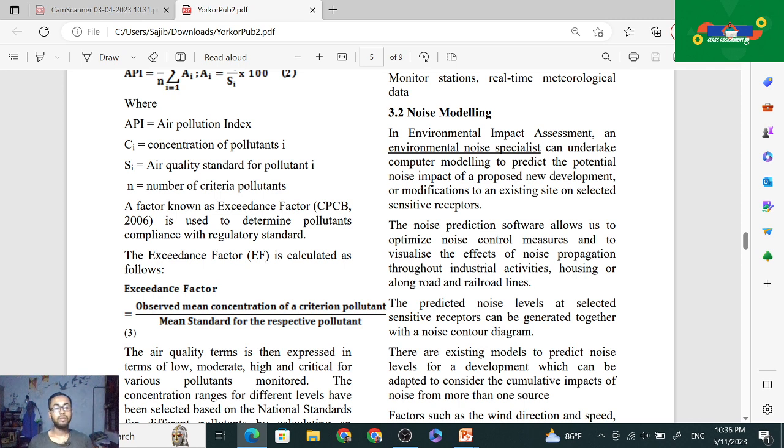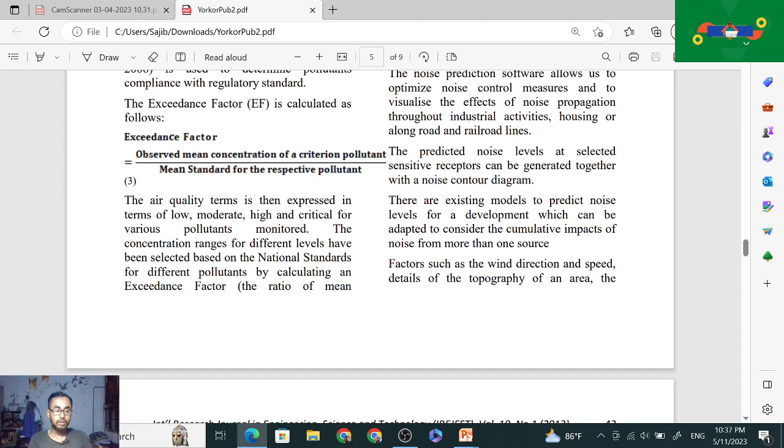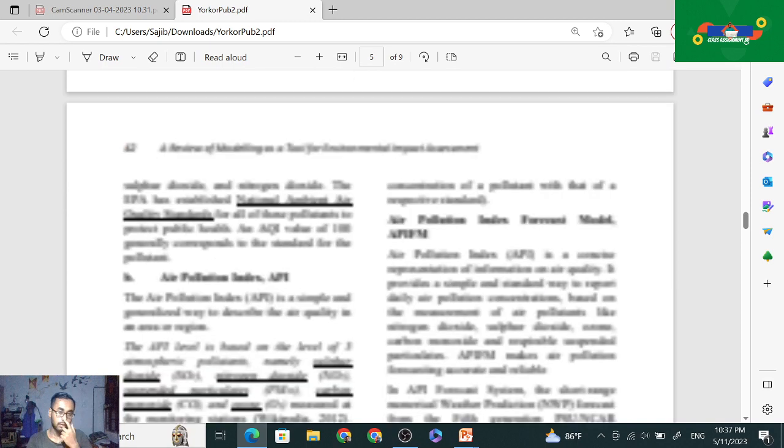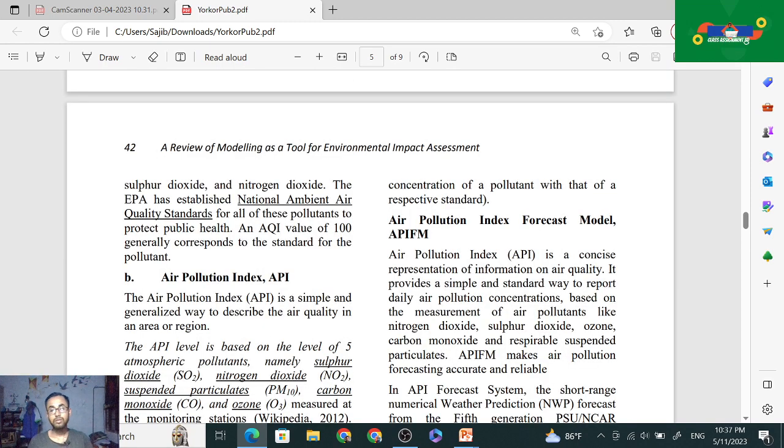Exceedance factor determines the pollutants' compliance with the regulatory standard. Exceedance factor is calculated as observed mean concentration of the criterion pollutant over the mean standard of the respective pollutant. Air quality is often expressed in terms of low, moderate, high, critical for various pollutants monitored. The concentration ranges for different levels have been selected based on the national standard for different pollutants by calculating an exceedance factor, the ratio of mean concentration of pollutants to that of the respective standard.